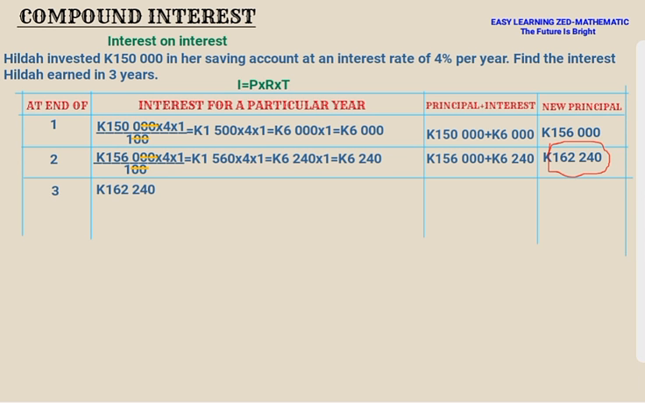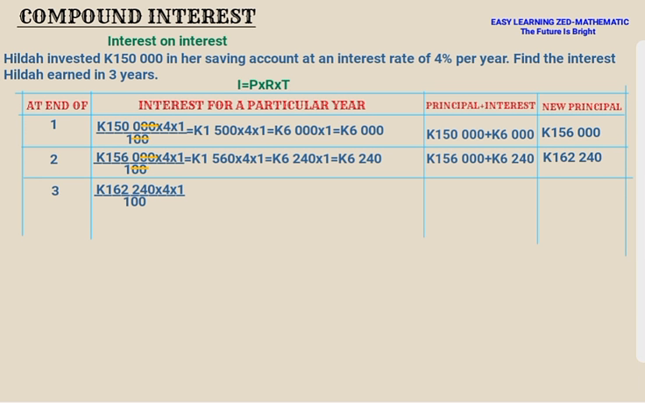So at the beginning of the third year, she had 162,000 kwacha 240, then we multiply by the interest rate, which is 4%, and multiply by 1, because we're just looking at that particular third year, just 1 year. So we are going to write over 100. This 100 is coming from the percent, so it's 4 over 100.